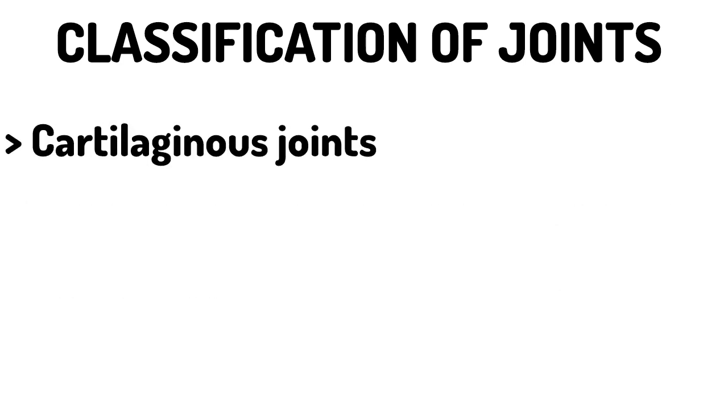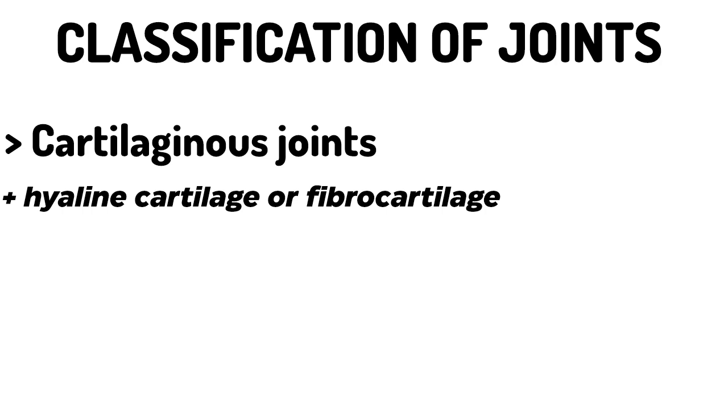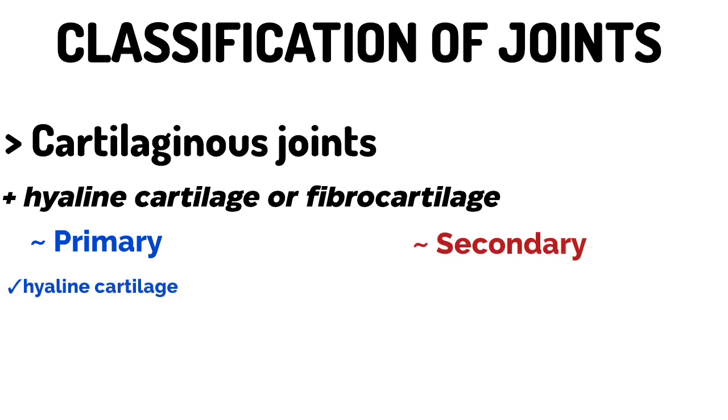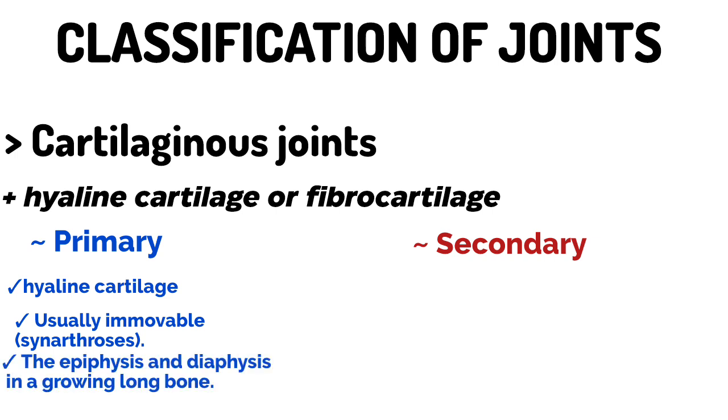Cartilaginous joints are formed by either hyaline cartilage or fibrocartilage, and they are classified as primary and secondary. The primary cartilaginous joints are formed by hyaline cartilage and they are usually immovable. So we can say they are synarthrosis. An example of this joint is the joint between the epiphysis and the diaphysis in a growing long bone.